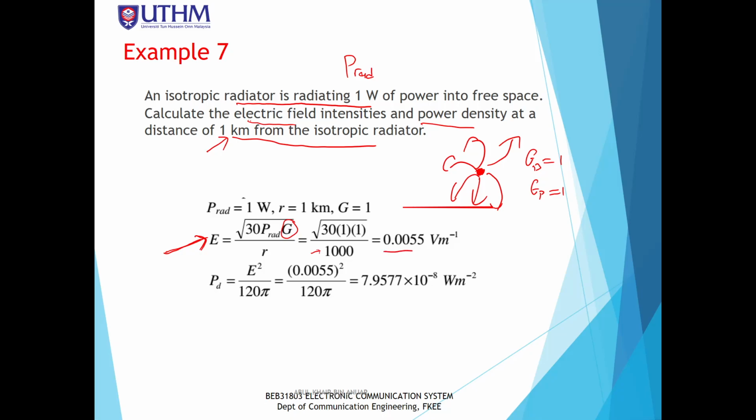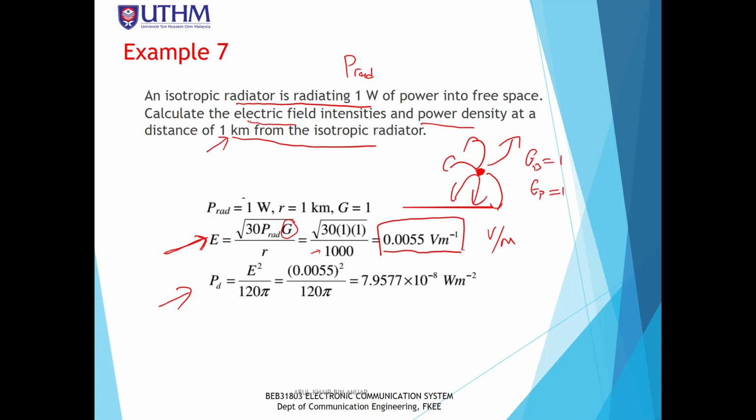So you're going to get 0.0055 volt per meter. Okay, so this is actually volt per meter, because they write M minus 1, actually V over M. And then, power density. We can calculate the power density, which is equal to E square over R, so E square over 120 pi.